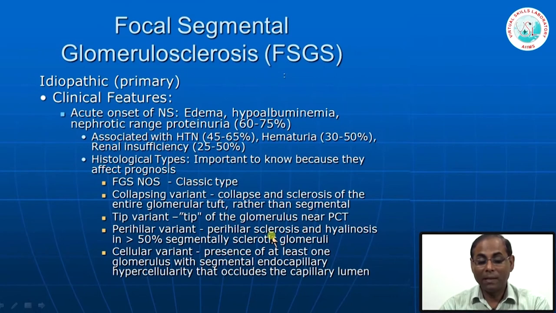Then there is the next variant, that is the perihilar variant. The term perihilar is explanatory. In these conditions, the sclerotic segments are at the site of the hilum of the glomerulus, I mean where the afferent and efferent arterioles enter into the glomerulus.